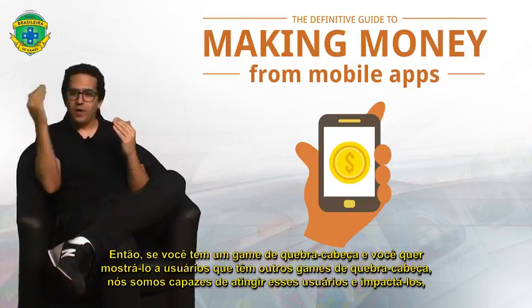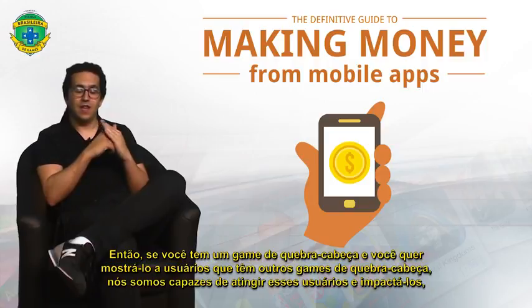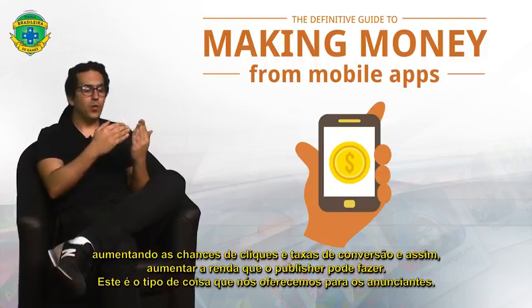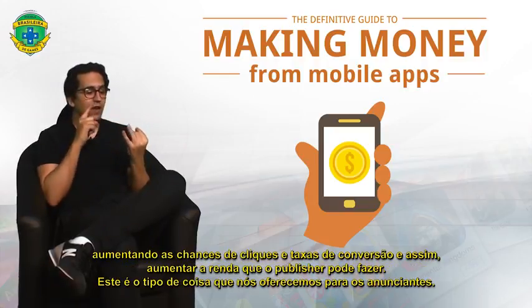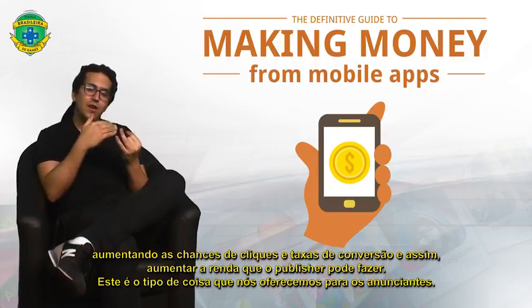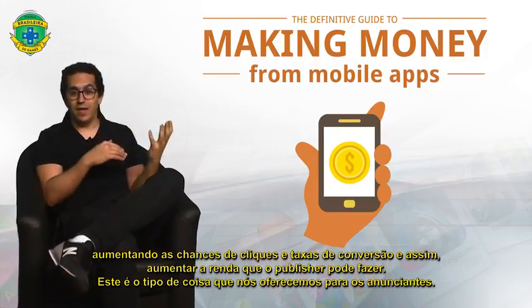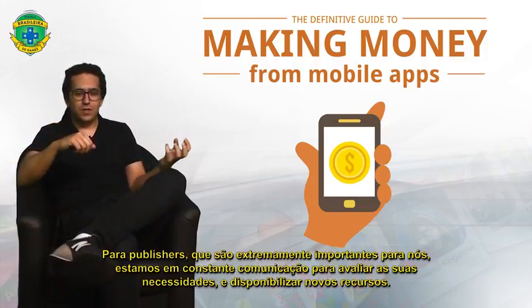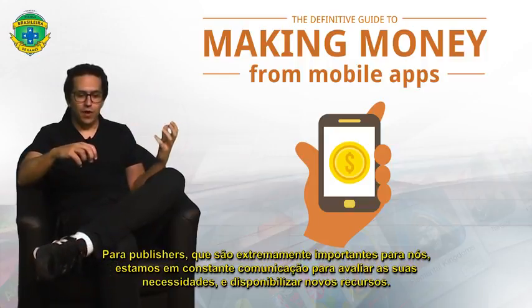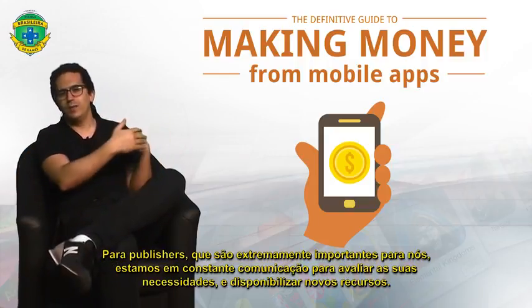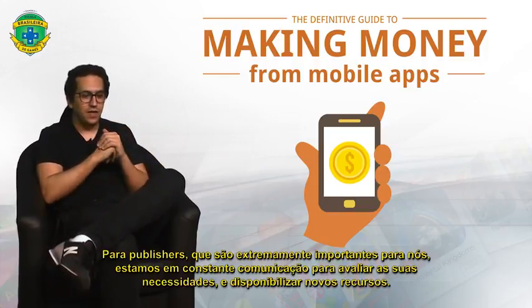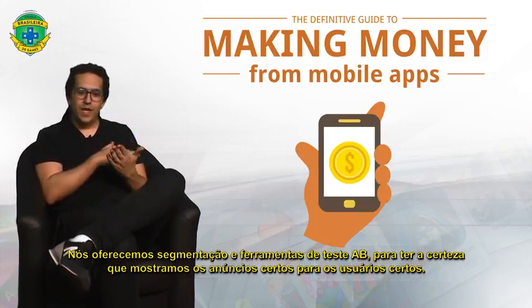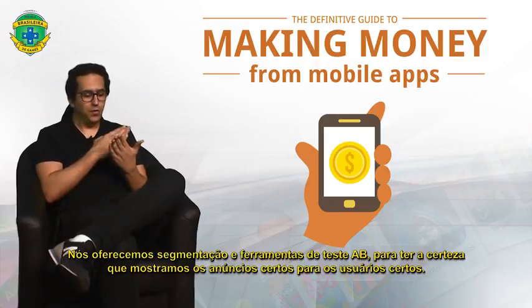So if you have a puzzle game and you want to show it to users that have other puzzle games, we are able to target those users, and by that we increase the chances for click and conversion rate, and thus increase the revenue the publisher can make. So that's kind of what we offer for our advertisers. For our publishers, which are extremely important for us, and we are in constant communication with them to see what else they need, what new features they need, we offer segmentation and A/B testing tools to make sure they show the right ads to the right users.